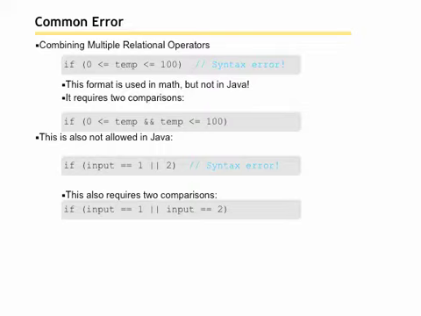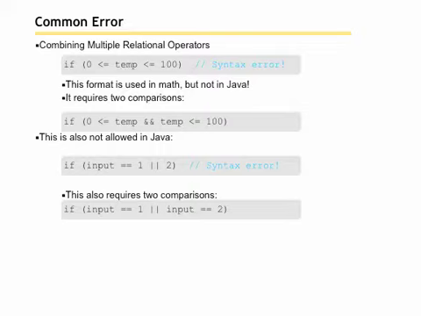It doesn't work in Java because the relational operators are binary, and so they need a valid expression for each operand. So 0 less than or equal to temp, that's going to be true or false, right? So we'd be comparing a Boolean less than or equal to 100, which is an integer. We can't have that mixed type, Boolean and integer, as operands. They all have to be numeric. So instead, we would have to say 0 less than or equal to temp and temp less than or equal to 100.